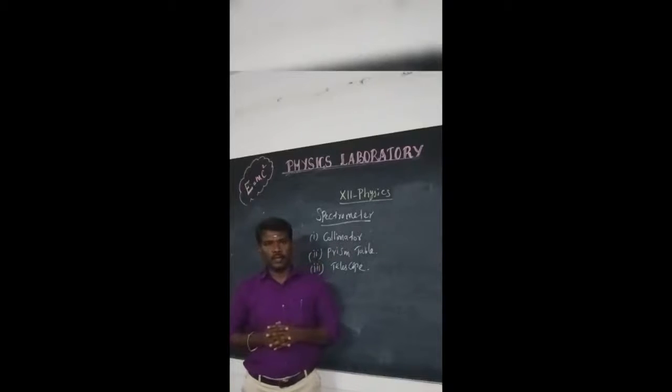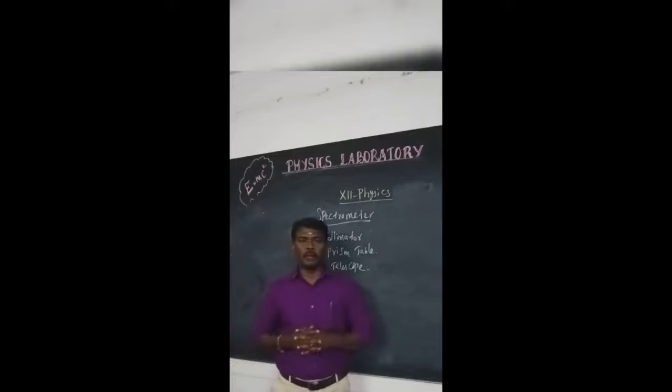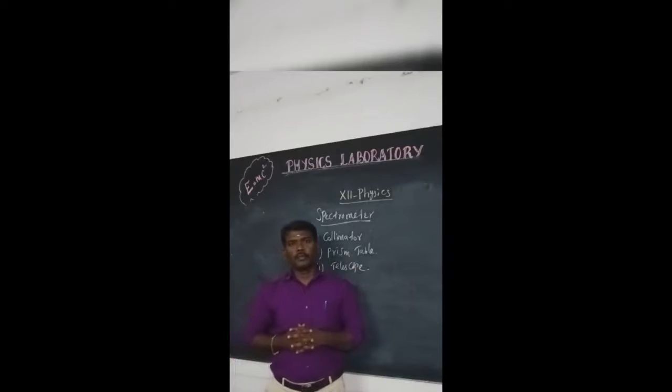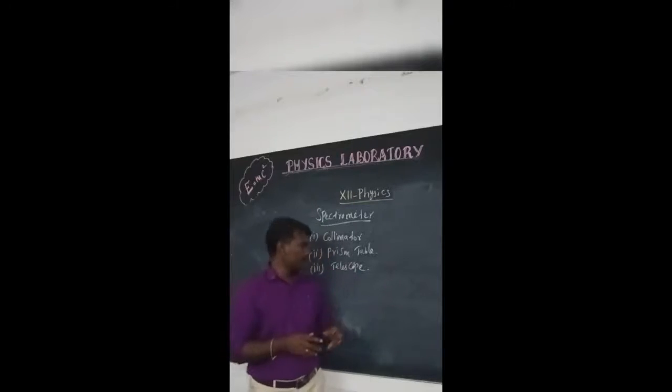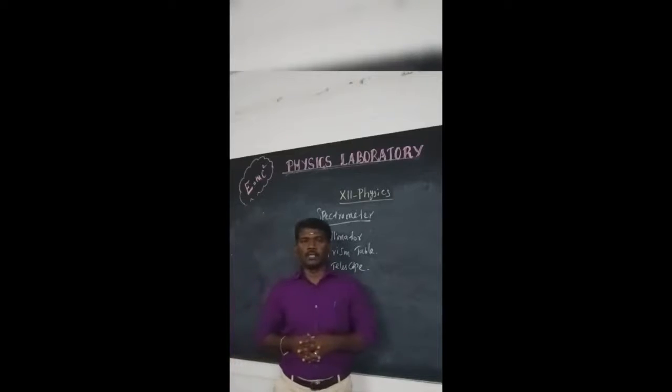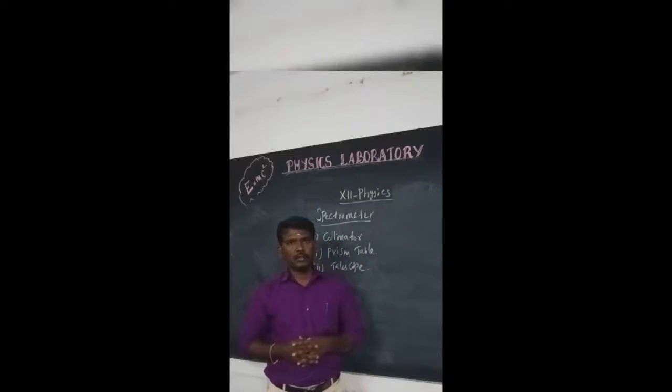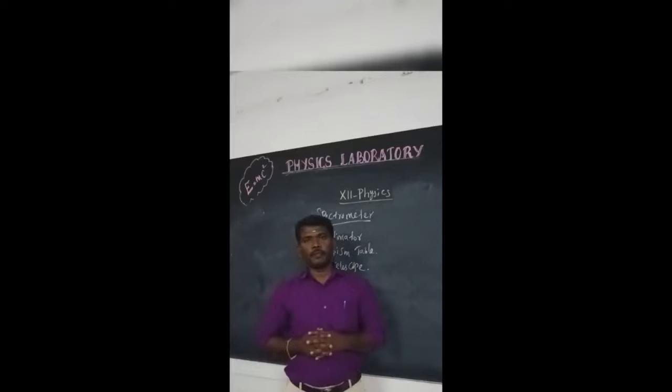The collimator has a lengthy pipe, and inside of the pipe we fitted one lens to convert the beam into parallel rays. And the prism table is used to mount a prism. It is a place to place a prism or grating. And the telescope has two lenses, one is the objective and another one is the eyepiece, to see the object clearly. So these are the main devices.